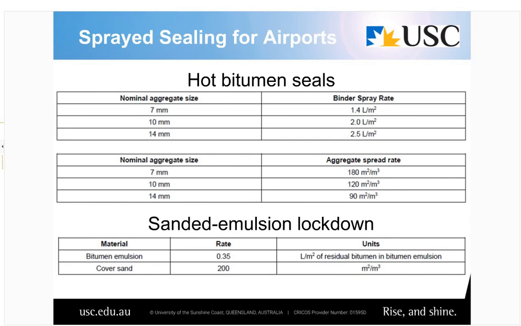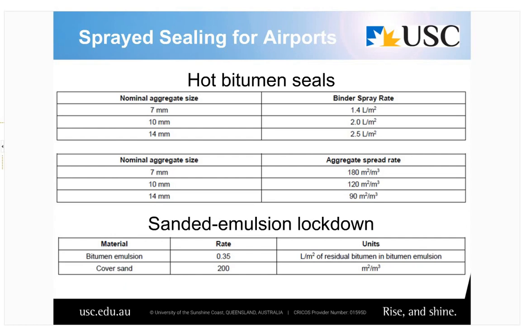These tables came out of a paper I did a couple of years ago for an APA conference in an attempt to provide some guidance on spray seal design for airports. So that paper's publicly available to those interested. For those who just want to know the guts of it, here's my recommended default design. If you've got a 14 and a 10 two-coat spray seal as a reseal, then you're really looking at 2.5 and 2, which is 4.5 in total litres per square metre of bitumen.